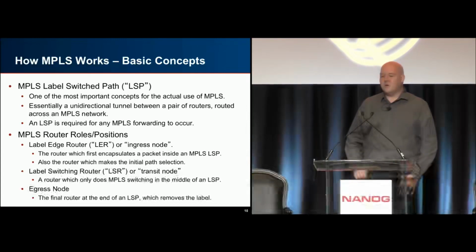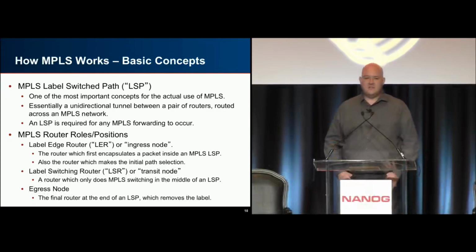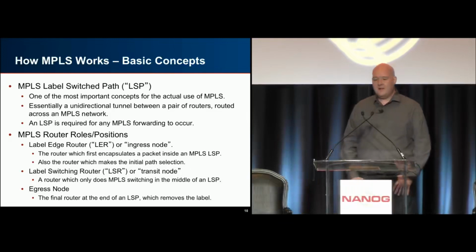So the roles that you'll commonly see in MPLS are what's called an LER, a label edge router, or an ingress node. So this is basically that edge device that first encapsulates a packet. It takes something that was not MPLS, it does a lookup, it figures out what it needs to do, and it imposes a label.